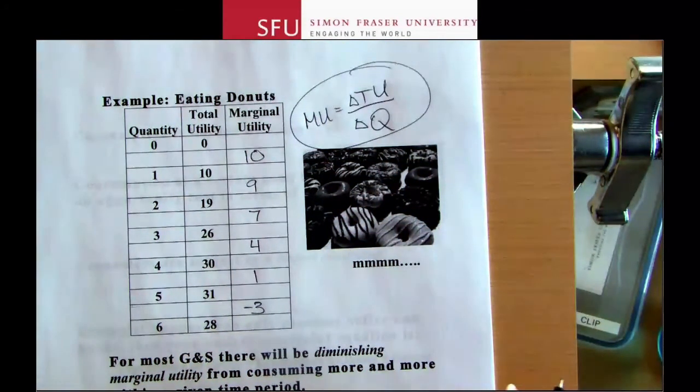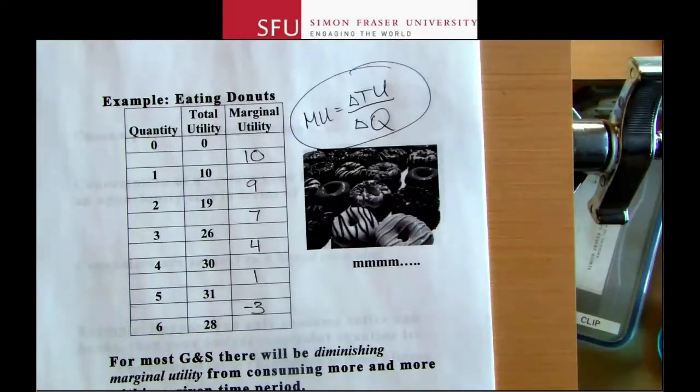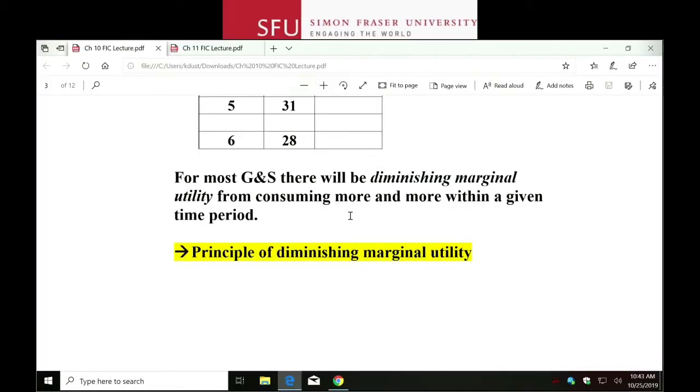All right, so for pretty much everything, marginal utility goes down as we get more and more of the good. And so that is one of the principles: the principle of diminishing marginal utility.